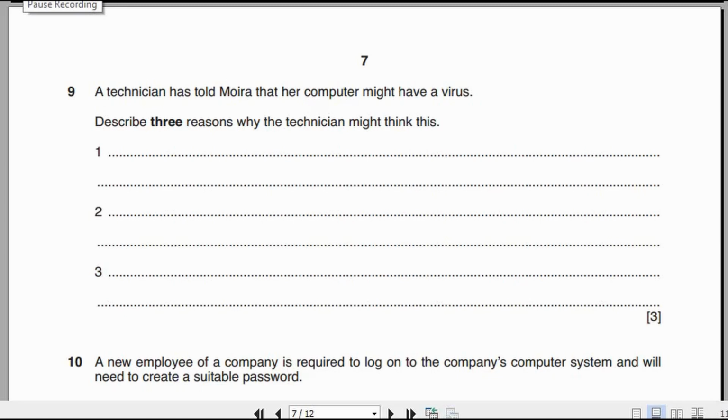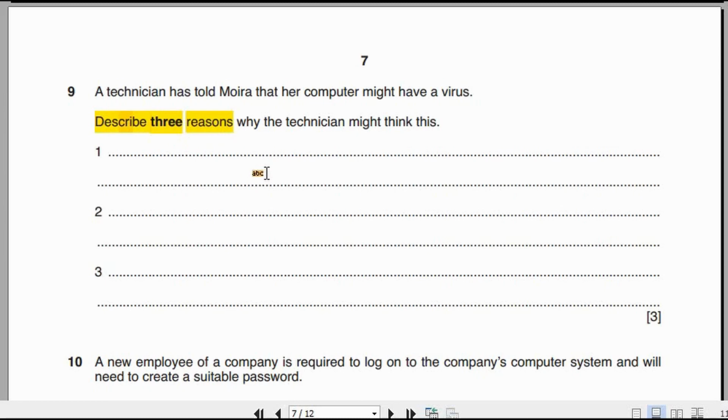Hi everyone, this is the third video in which we will start from question number 9. This exam paper is 2017 and for question number 9, let's read it and try to understand it. A technician has told Mora that her computer might have a virus. This is the information they have given. Now the question: describe the 3 reasons why the technician might think this. There could be many possible reasons, not just the 3 only.